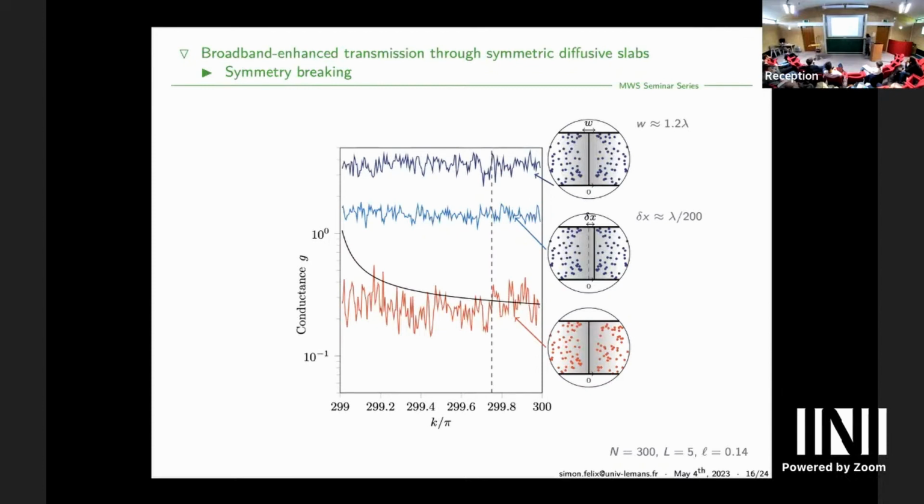And now I will move the barrier by a very small amount, which is lambda over 2000, lambda being the wavelength. So it's really, really much smaller than this gap. And I divide the level of conductance by something like 2. So it's really, really sensitive, and sub-wavelength sensitive, to this symmetry.